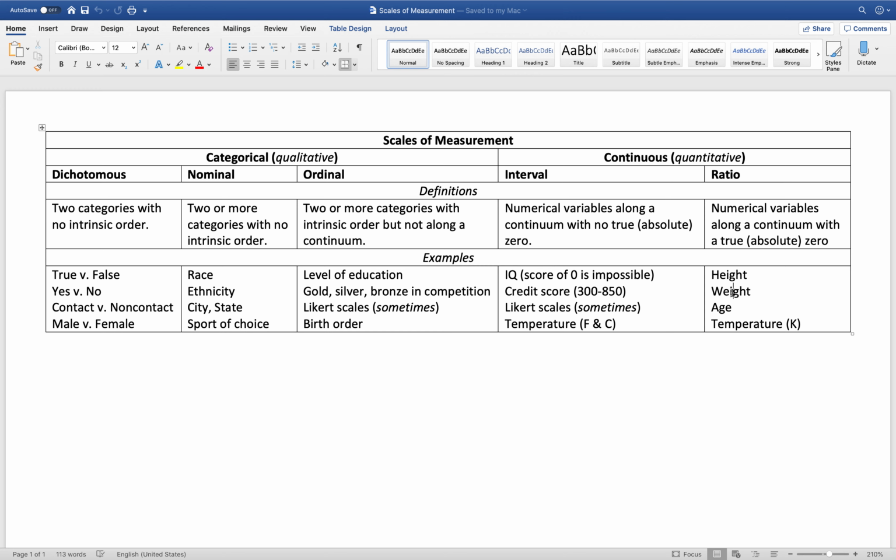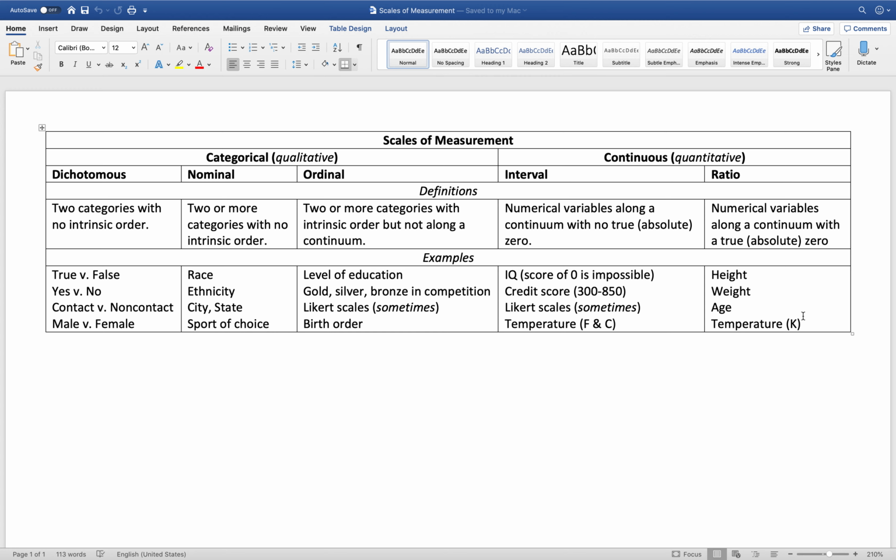Same thing with weight. If you weigh 0 pounds, you have no weight, right? Or 0 grams, 0 ounces, 0 everything. You cannot go in the negative direction with weight. And once you hit 0 pounds, 0 ounces, 0 everything, you don't have weight.